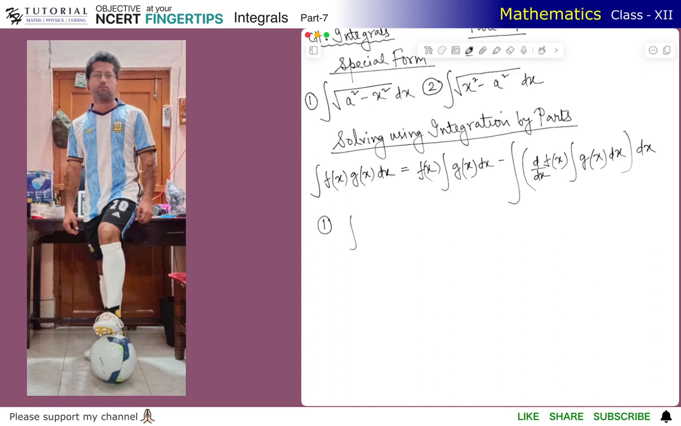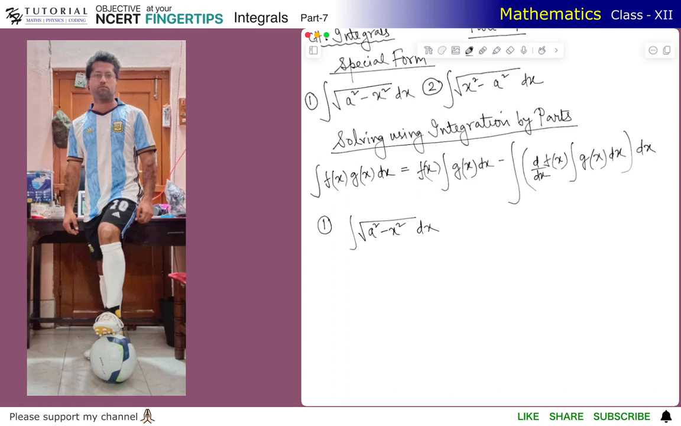So how do we solve? Now there is a certain convention for which function to choose as f(x) and which function to choose as g(x). There is a convention by the word ILATE, which I will not discuss in this video, but I will discuss in a separate video in the future. In this special form we have only one function, so the second function we can take as the constant 1. So we will consider f(x) as the square root of a square minus x square and g(x) as 1.